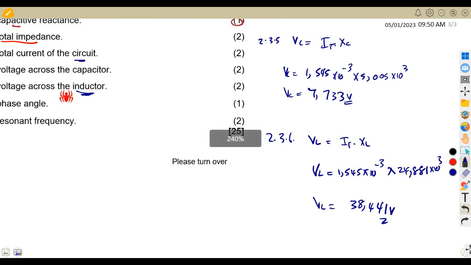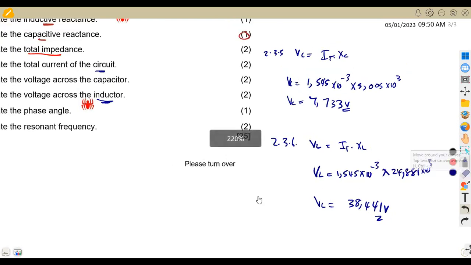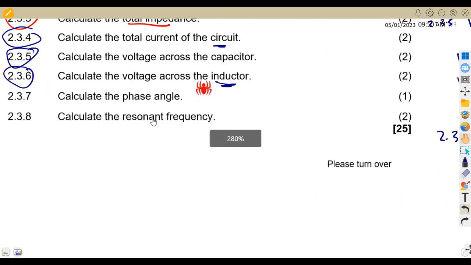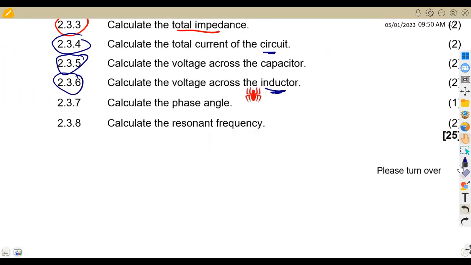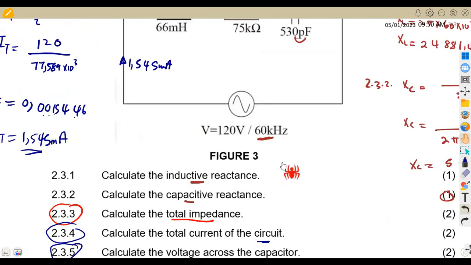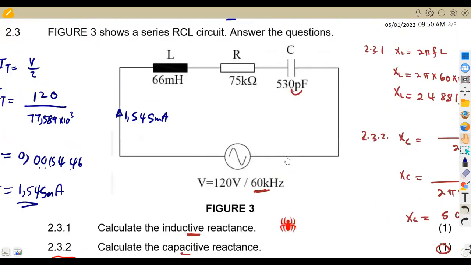All right, so that was the idea of the question in this case. This is how we can attempt such a typical question. The other part, we are now asked to calculate the phase angle, and that is 1 mark for that. So how can we calculate the phase angle in an RLC series circuit?